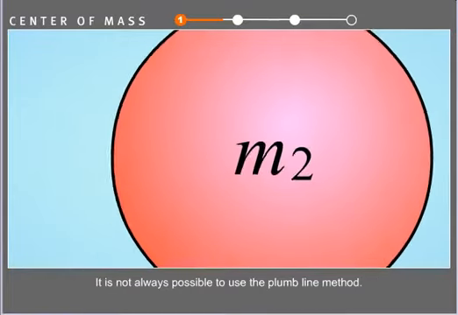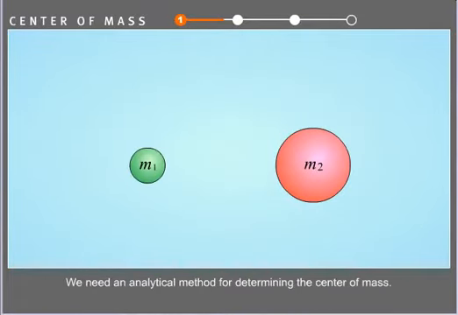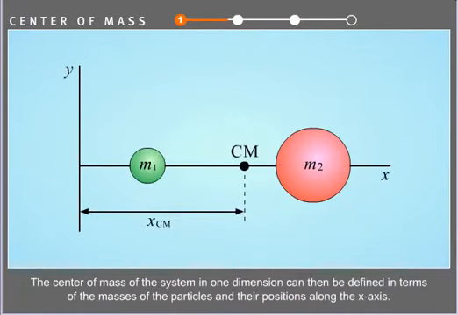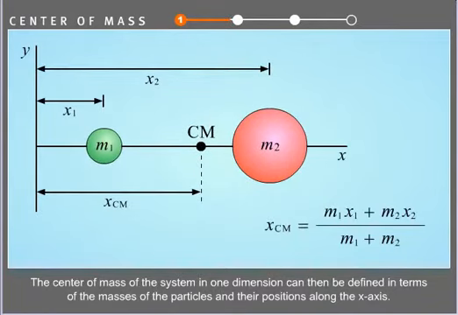It is not always possible to use the plumb line method. We need an analytical method for determining the center of mass. Let's start with a system consisting of two discrete particles along an axis. The center of mass of the system in one dimension can then be defined in terms of the masses of the particles and their positions along the x-axis.